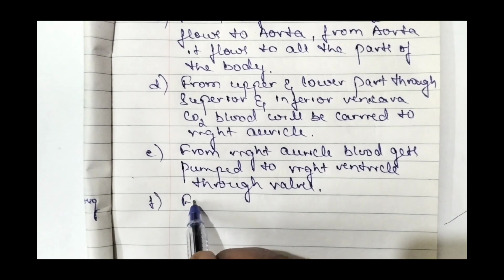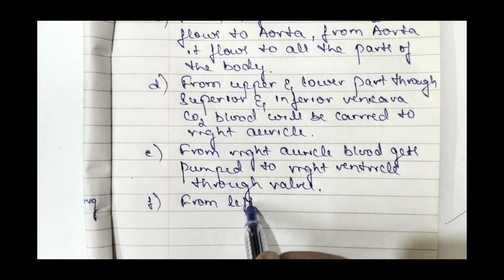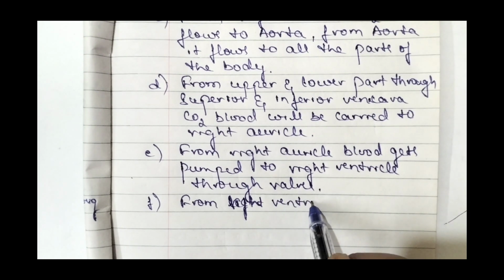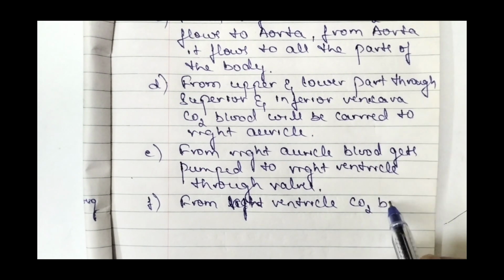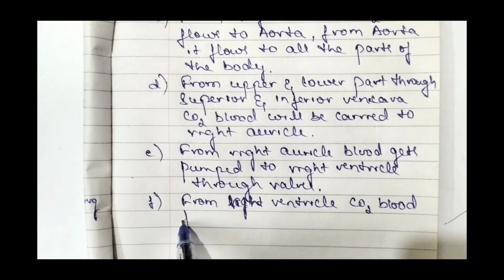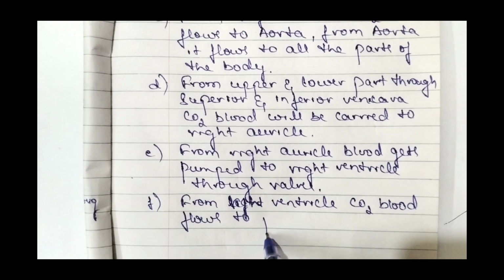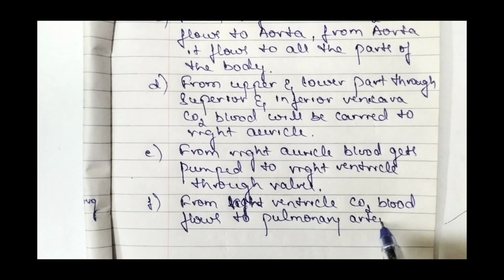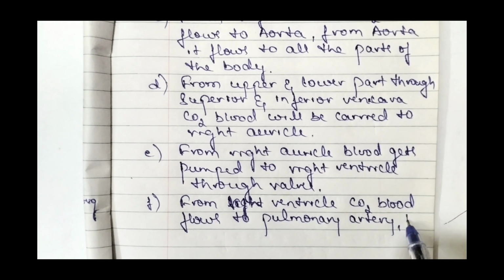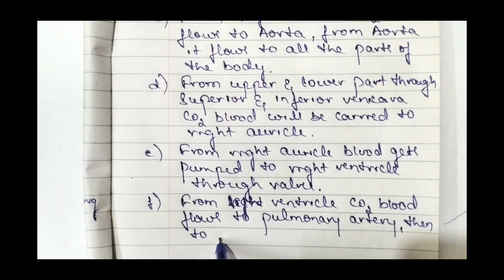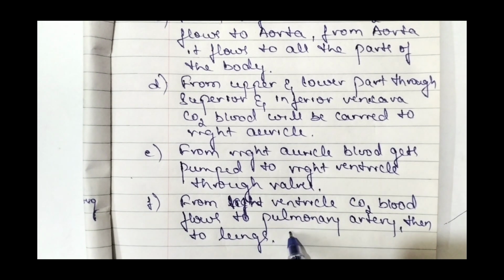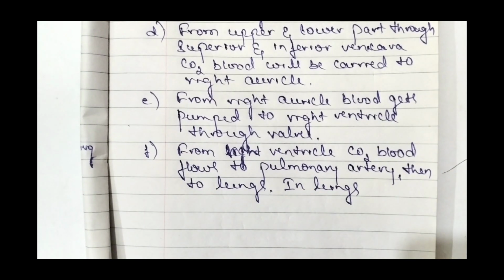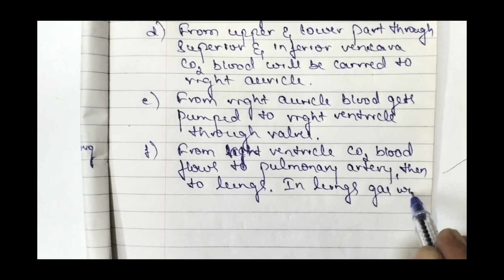Next, from the right ventricle deoxygenated blood flows to the pulmonary artery, then to the lungs. In the lungs, gas will get exchanged.